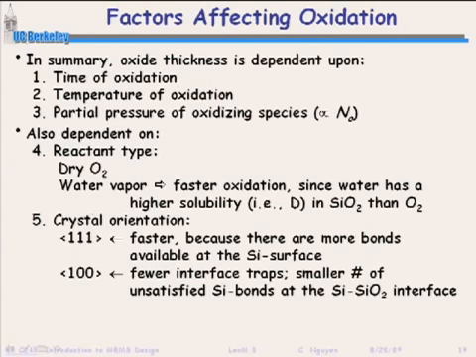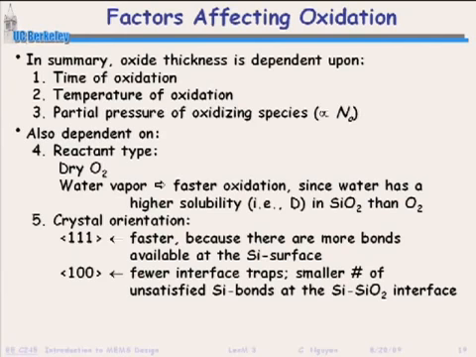Okay, so even though 111 is the faster oxidation, we use 100, not because of oxidation, but because you could do it with very few traps in the oxide. Okay, we don't even care about this anymore because nowadays we're not using silicon dioxide as our gate oxides. We're using atomic layer deposited oxides with much higher dielectric constants.